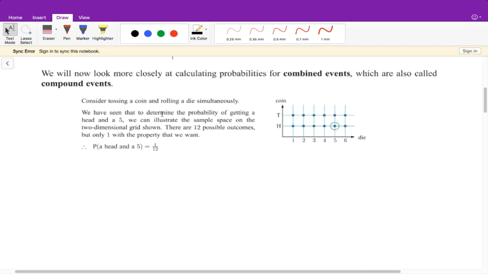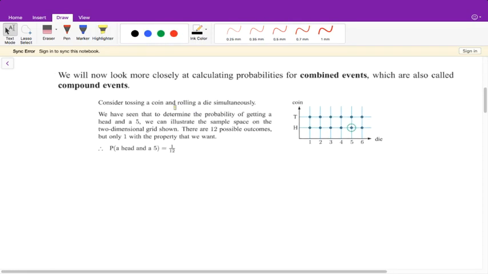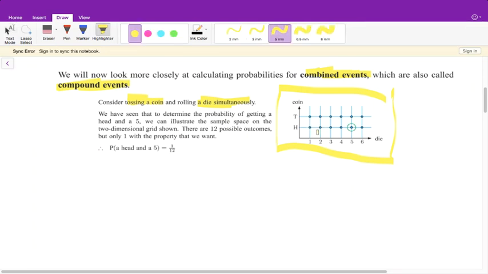All right, we will now look more closely at calculating probabilities for combined events. Now, you won't really hear anyone ever say combined events. We will say compound events or compound probability. So consider this event, tossing a coin and rolling a die simultaneously. All right, so we could create a Punnett square like they did here to go over all the possible outcomes where we can have a heads and a 1, a heads and a 2, and so forth. And it tells us there are a total of 12 possible outcomes. And it says, what is the probability of getting a heads and a 5?